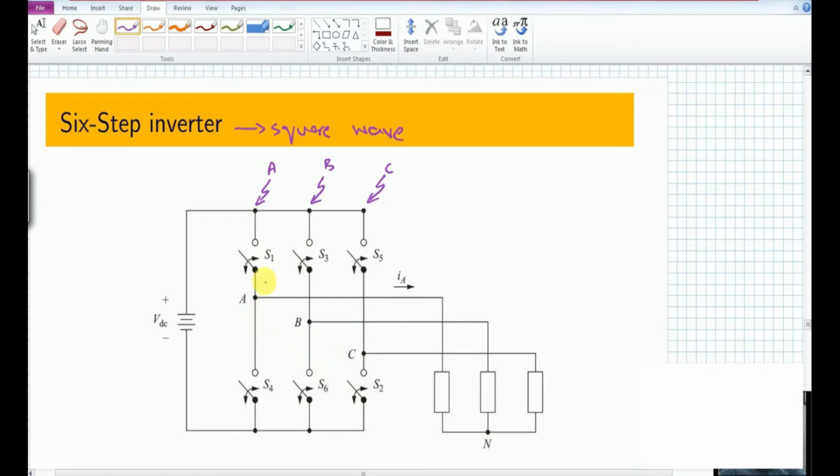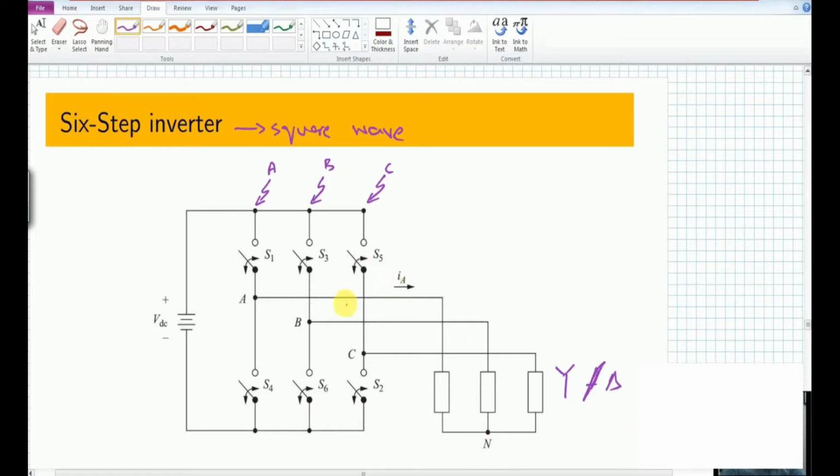Each arm or leg has a center point through which the load is connected. Remember that this load can be either a Y connected load or a delta connected load. So we can connect the load in either of the configurations. However, based on this configuration, we need to compute the currents and the voltages accordingly.